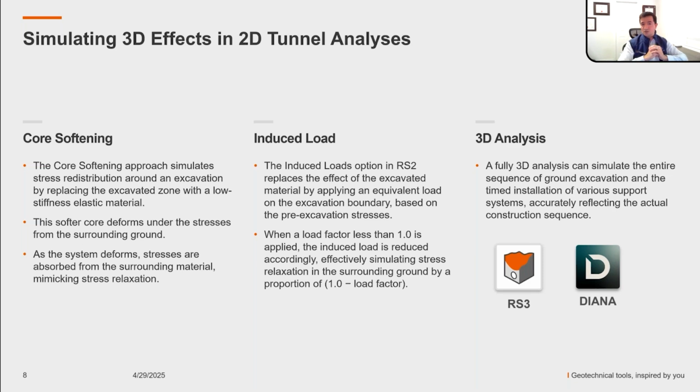The other option is induced load. The induced load option in RS2 replaces the effect of the excavated material by applying an equivalent load on the excavation boundary based on the pre-existing stresses. And when this load is applied and you're applying a factor to it, which is less than 1, for example, with that, you're actually effectively simulating that stress relaxation. So for that stress relaxation, the factor is going to be 1 minus the load factor that you're applying to that load. How does this work in practice, in action?